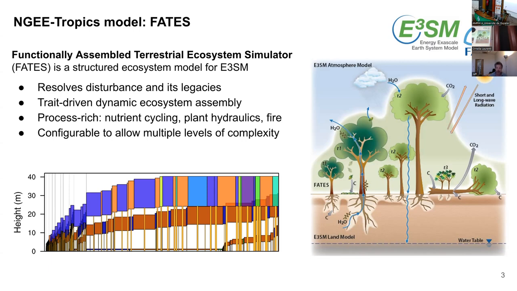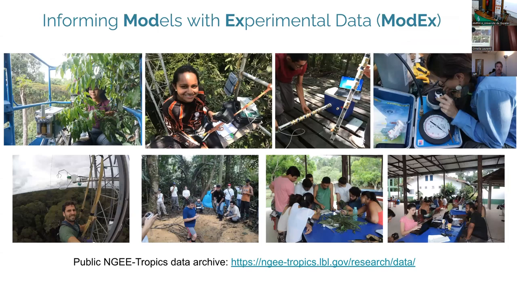It's trait driven. So there's dynamic ecosystem assembly in this model. Ecosystems don't just map to climate, they emerge dynamically. And so the boundaries of these ecosystems can shift following ecosystem assembly rules. So we're essentially putting community ecology in Earth system models. It's also process rich. There's nutrient cycling in the model, there's plant hydraulics, there's fire, and there's multiple levels of complexity.